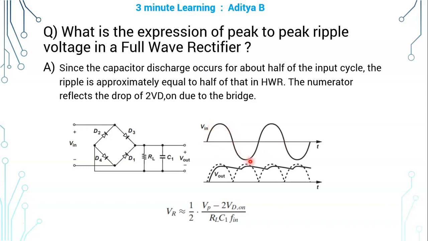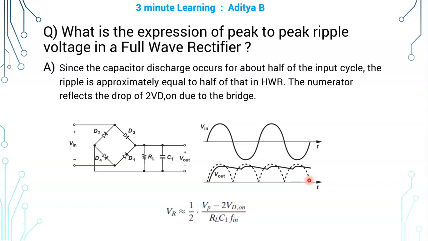So in the input signal, wherever there are negative half cycles, at that time output would be 0. Whereas in case of full wave rectifiers, even the negative half cycles are rectified and are flipped and presented at the output. For example, this one and this one.